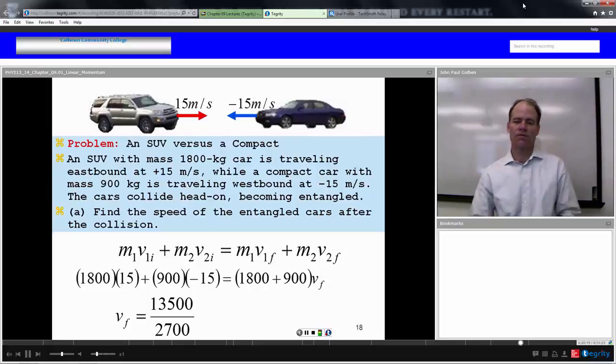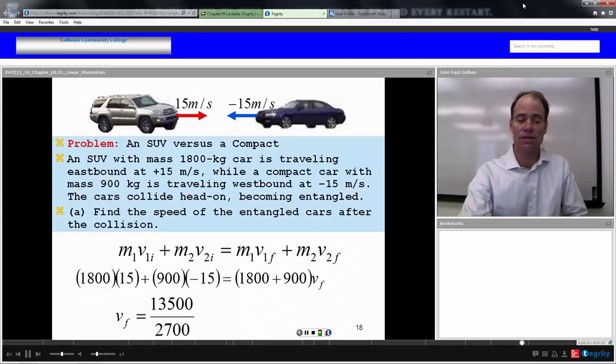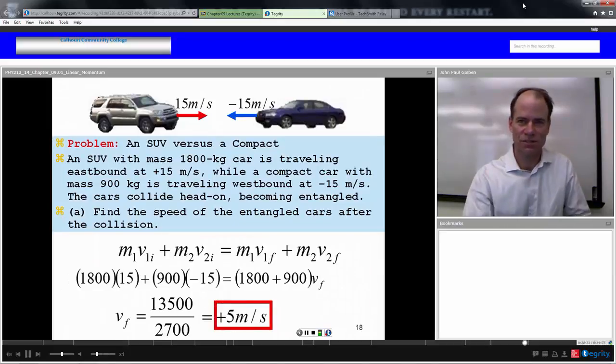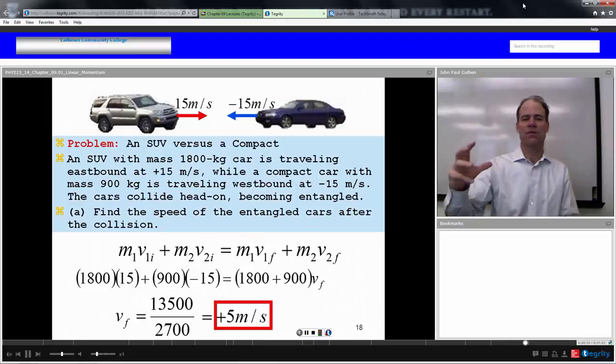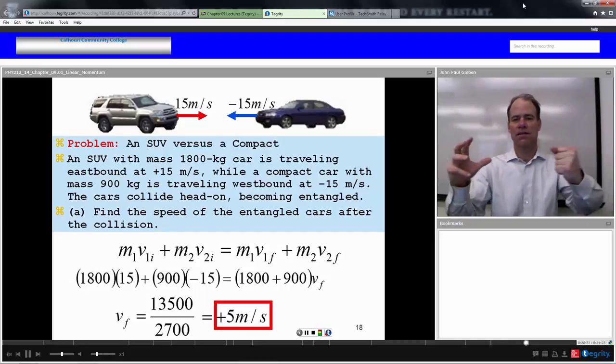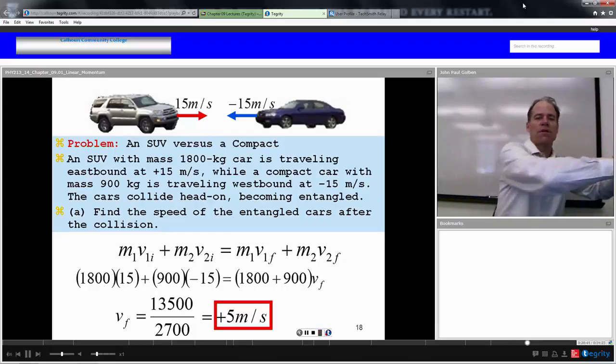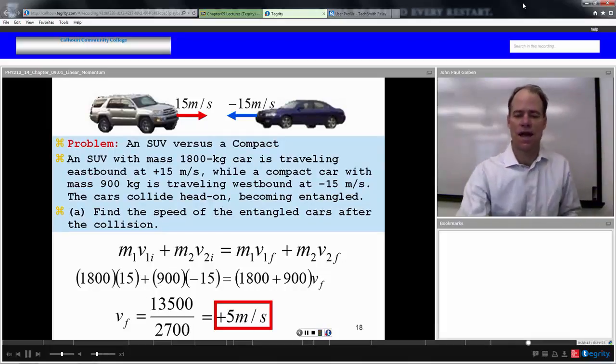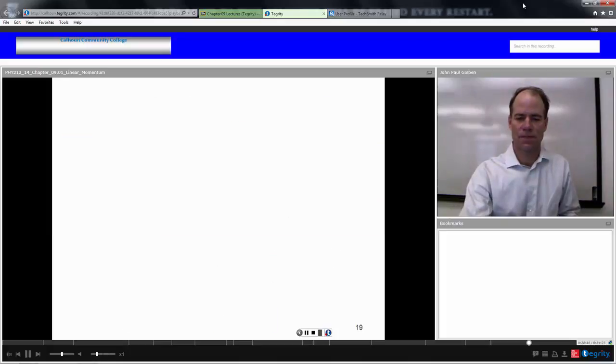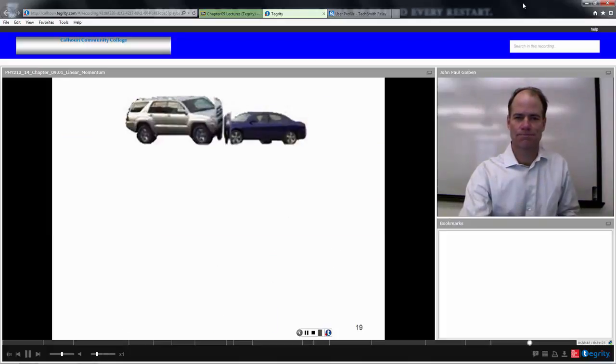Solving for a final velocity, that's going to equal 13,500 kilogram meters per second over 2,700 kilograms, 5 meters per second. So I guess the SUV wins. SUV comes in, it's got more mass. Car's coming in, less mass, same speed. They collide and they end up going 5 meters per second after the collision. Might look something like this.